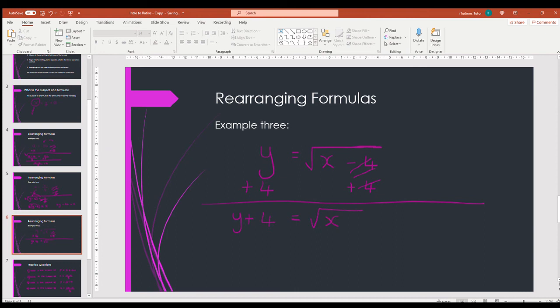We still don't have x on its own. We need to get rid of the square root. And the opposite of square root is squaring the number. So when we do this, we get x on its own. But we must do the same to the other side. And this means we need to do it to the whole of the other side and not just one term. So we'll put this into a bracket and square it. So now we have y plus 4 squared equals x.